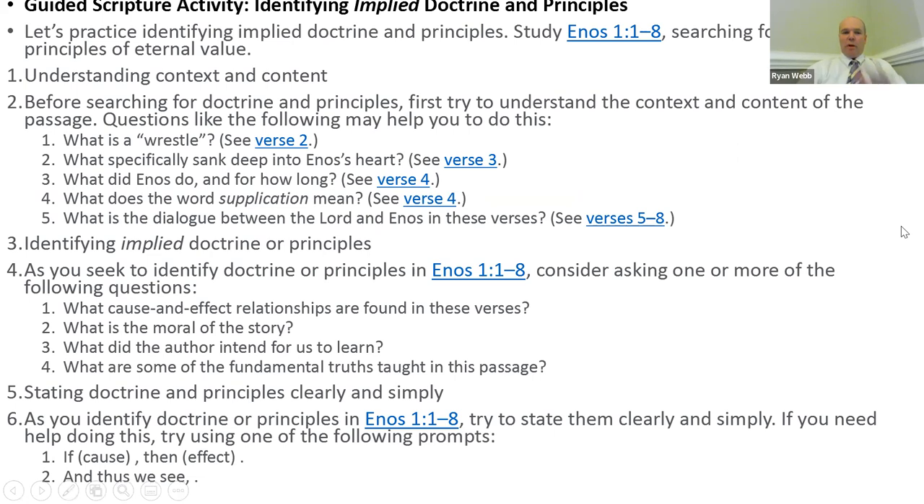If you'll open up in the Book of Mormon, this is probably impossible for you to see. I wanted to get it all on one slide, and I'll share this with everybody afterwards. But if you'll open up to Enos in the Book of Mormon, we're just going to use the first 8 verses here to practice identifying implied principles.